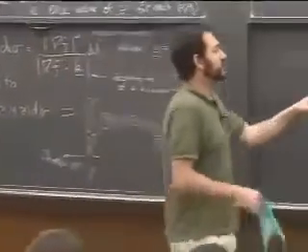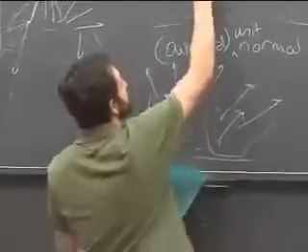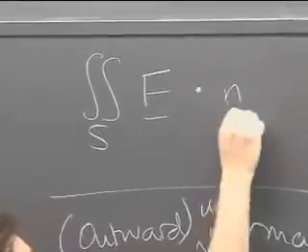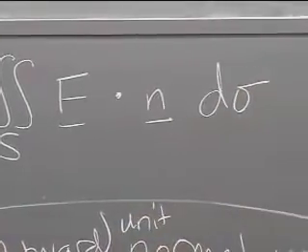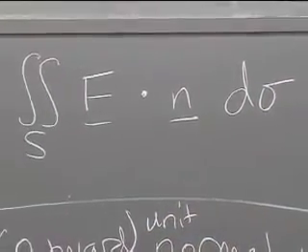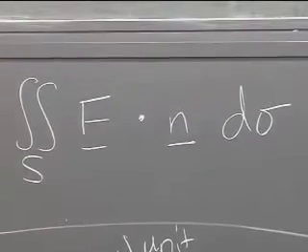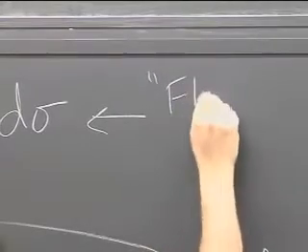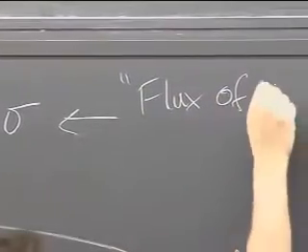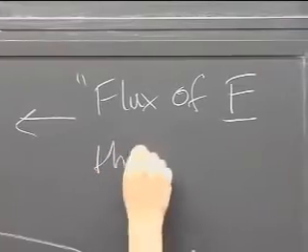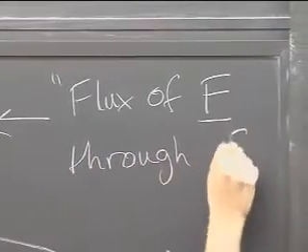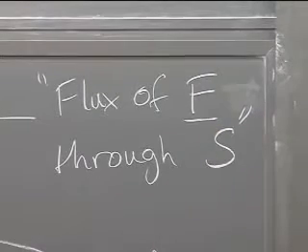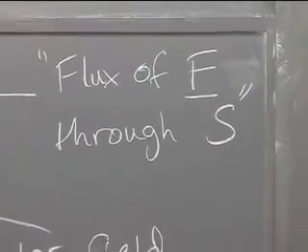And now we're going to define this. We have a vector field F, and we're going to dot it with the normal vector field and write dσ. And that is the flux. So this is, by definition, and you have to know this, the flux of the vector field F through the surface S. Flux of F through S.